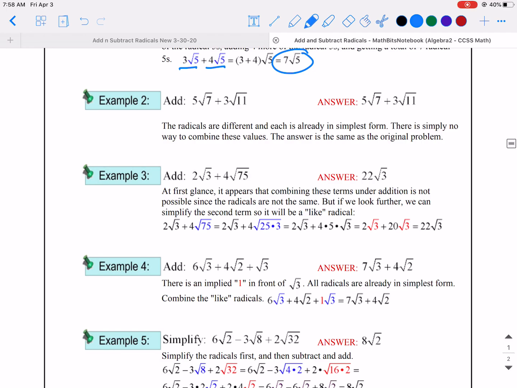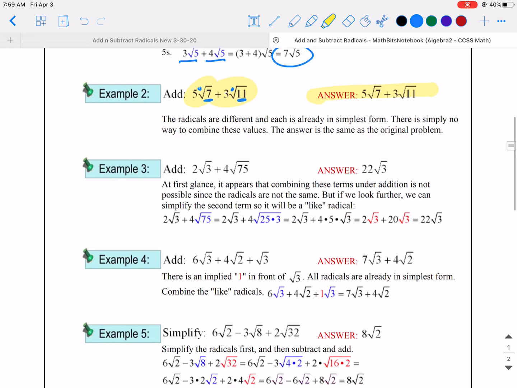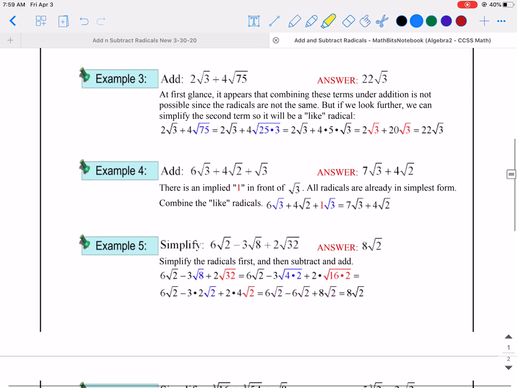Example 2 here. I have 5 radical 7 plus 3 radical 11. I'm looking at the radicands. They're not the same, even though my indexes are. I can't break down either one of those any further or simplify like we just did in the previous lesson, so I have to leave my answer just like that. It's 5 radical 7 plus 3 radical 11.